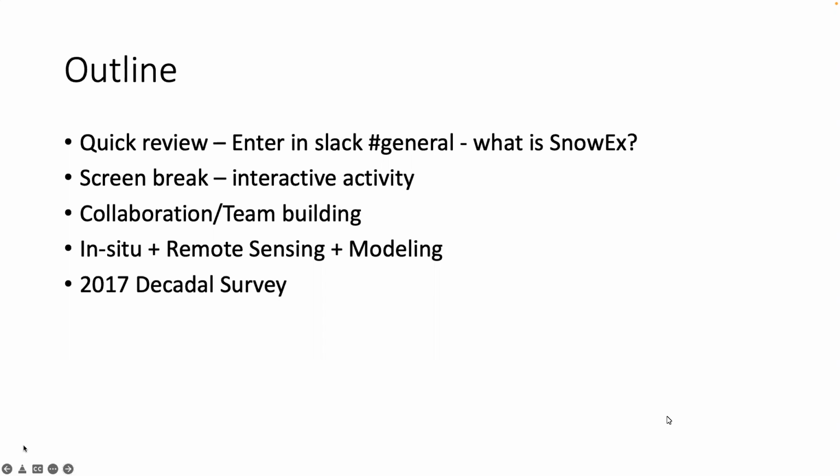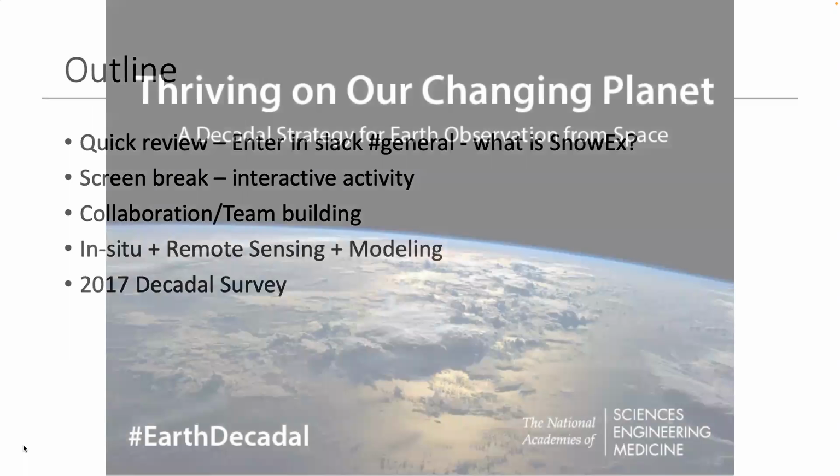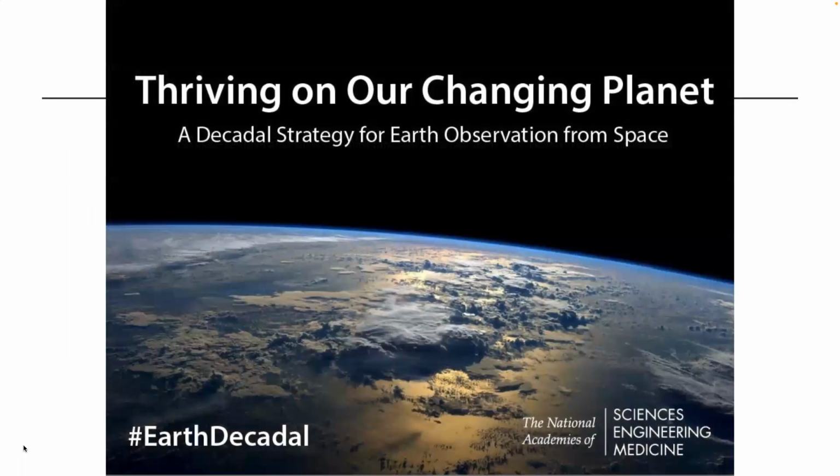So now I'm going to go through, in the last 10 minutes here, just the Decadal Survey and try to give you a little bit of insight into this process. So, Thriving on Our Changing Planet: A Decadal Strategy for Earth Observation from Space. This was put out by the National Academies of Sciences, Engineering, and Medicine. This happens about every 10 years, okay? There's a lot of community input. There are lots of different organizations and scientists that submit material to this effort.